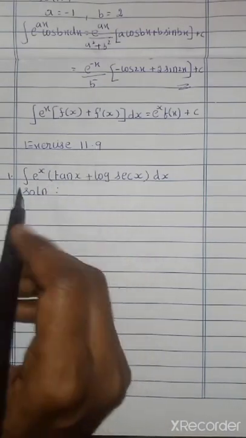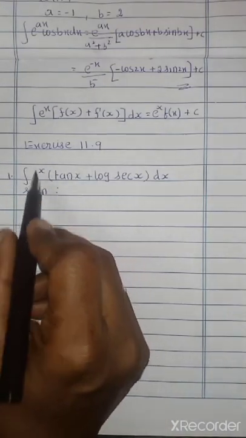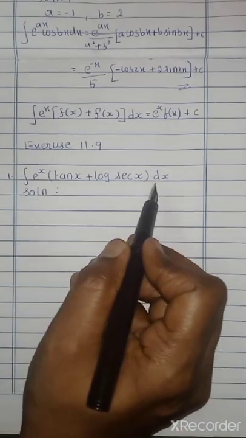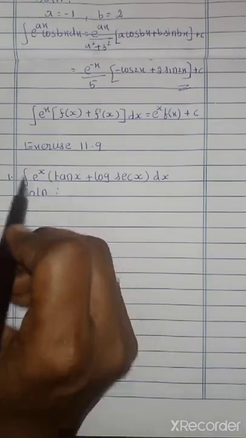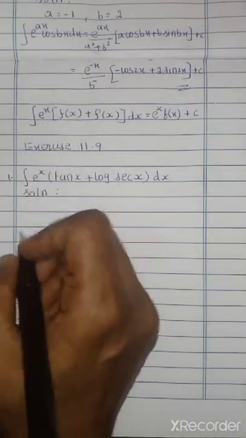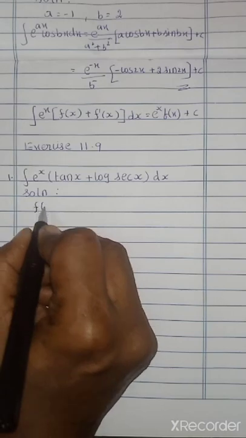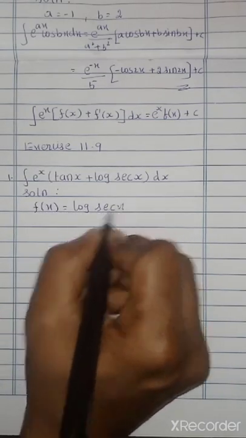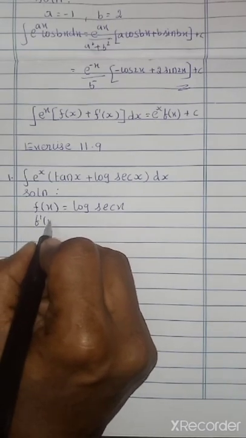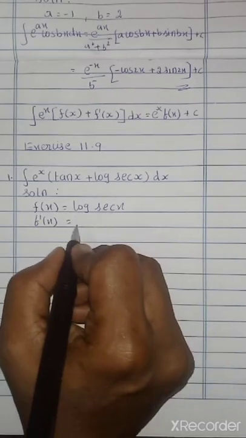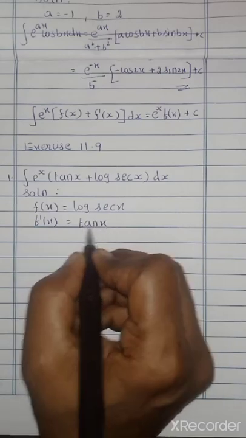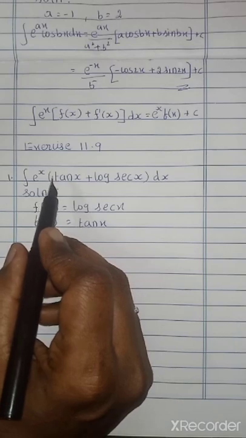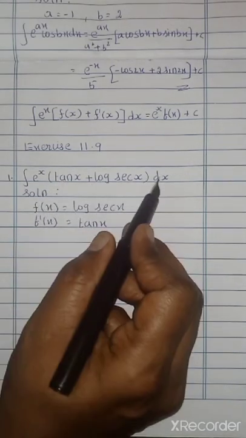Take exercise 11.9, first problem. The question is integral e power x into tan x plus log secant x dx. Now look here, e power x. We can take the function f of x as log secant x. If you differentiate this function log secant x, you will get tan x. Okay. Now can we use this form e power x into f of x plus f dash of x?